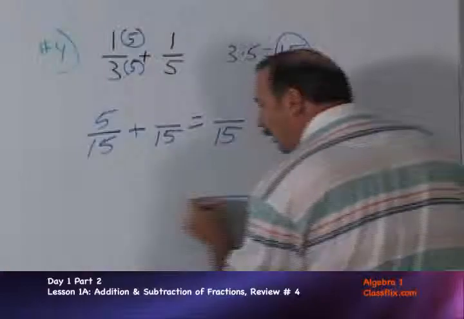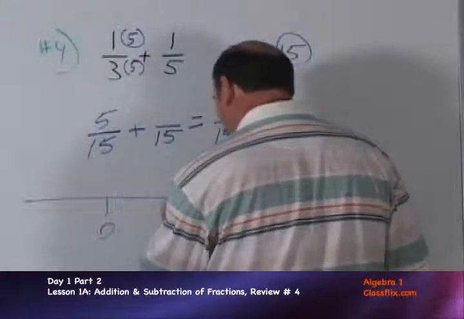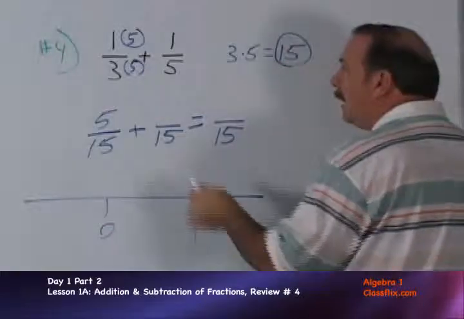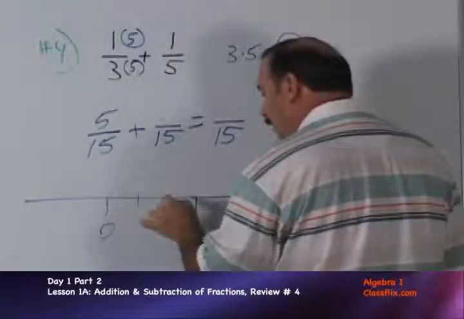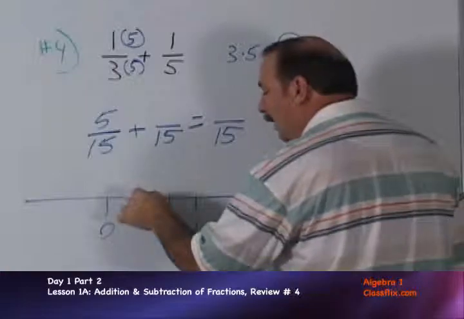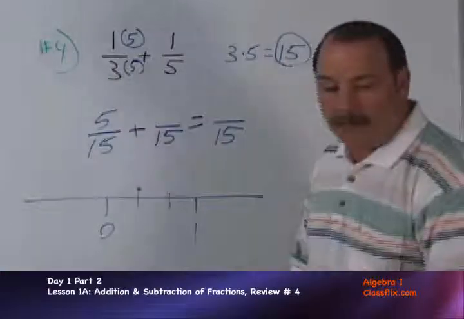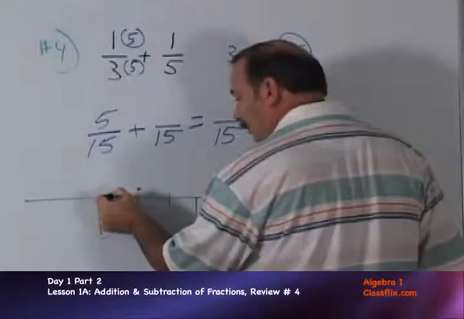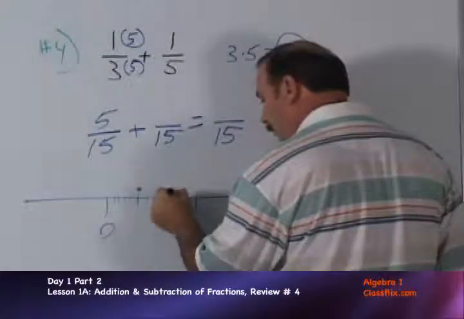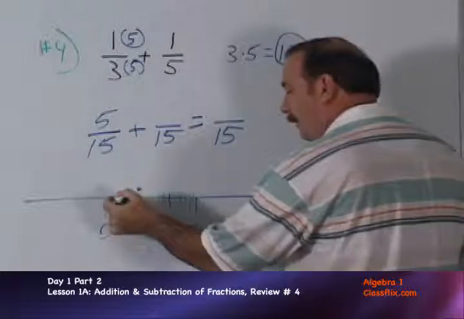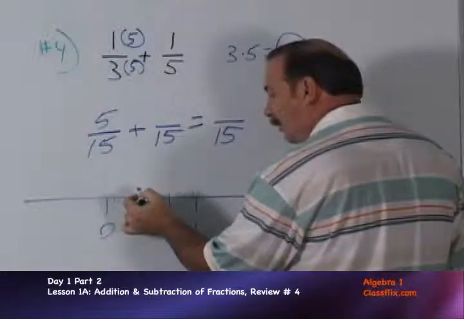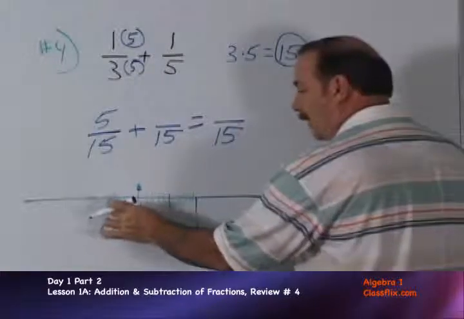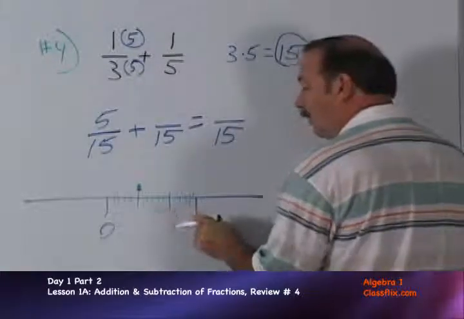They're the same spot on a number line. If I had a number line, and here is the 0, and here is the number 1, if this number line has 3 parts, and I've got one of them, I'm right here, aren't I? If this number line instead had 15 parts, then I would have 5 of those 15 parts, and I would be right here. Because I've got 5 of the 15 parts, or I've got 1 of the 3 parts.